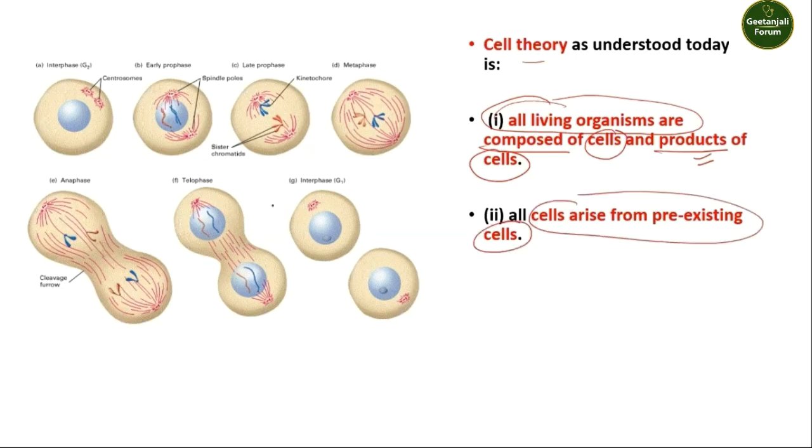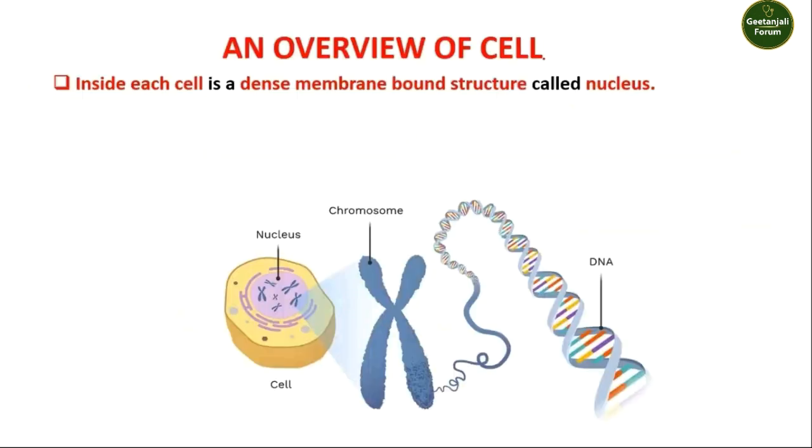For example, these two are new cells. These cells are made up of a pre-existing cell. This cell will divide and new cells will be formed out of this cell. So this is cell theory. Now we will go through an overview of the cell.